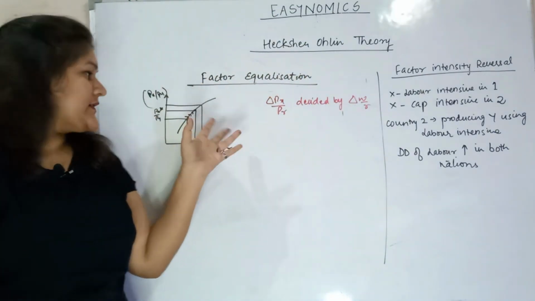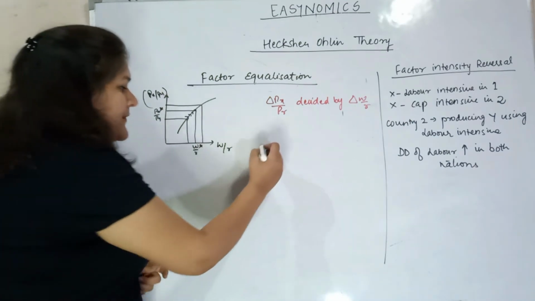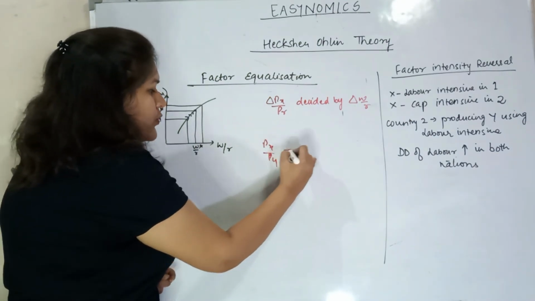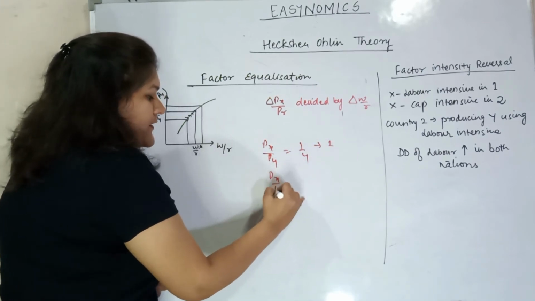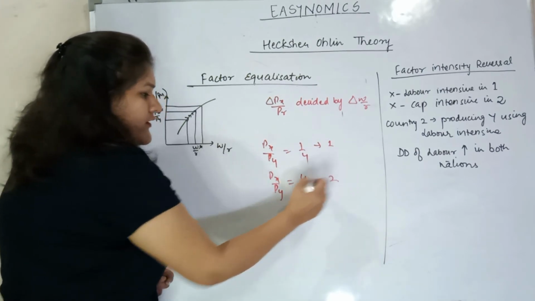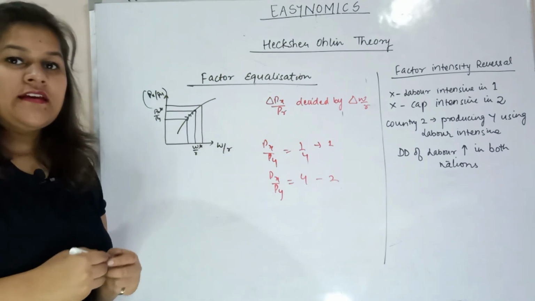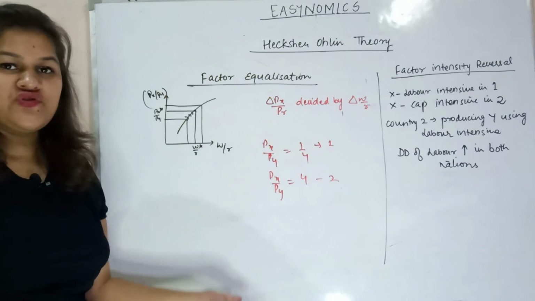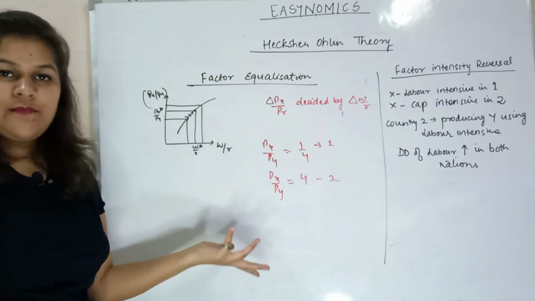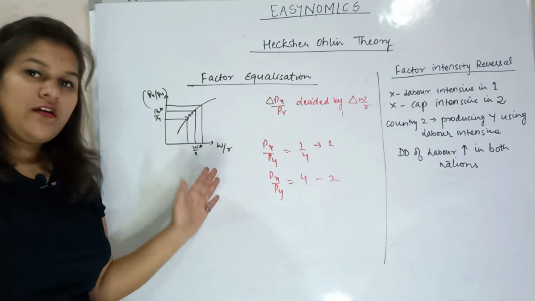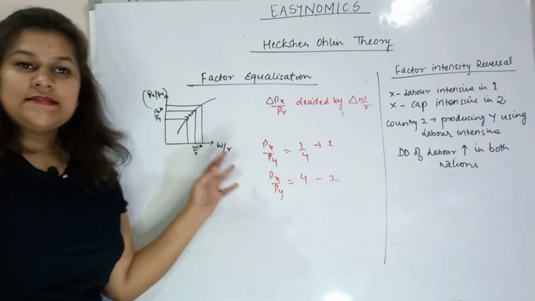First let's understand the factor equalization. Now I just told you that Px by Py was 1.4 in country 1 and Px by Py equals 4 in country 2. So the price of x is relatively expensive in country 2 and cheaper in country 1, because x can be produced using labor intensive method, and labor is intensively available in country 1. So in country 1 the price is lesser.